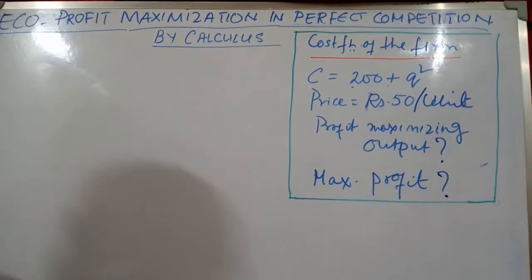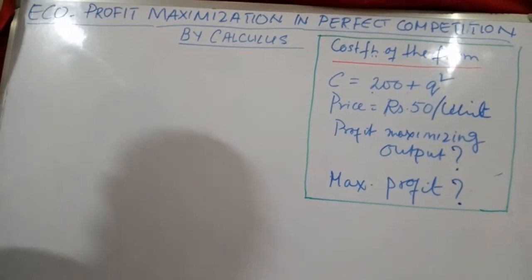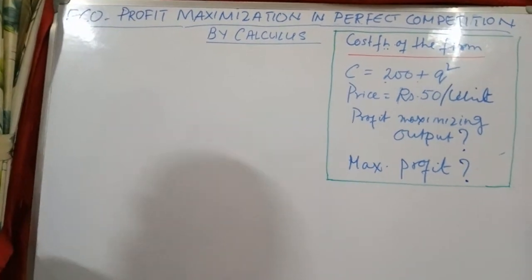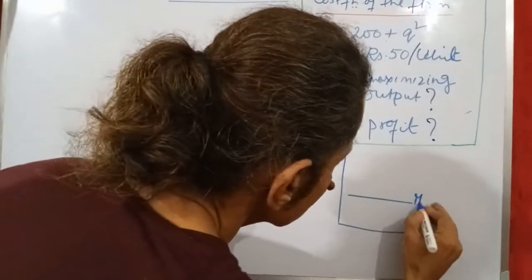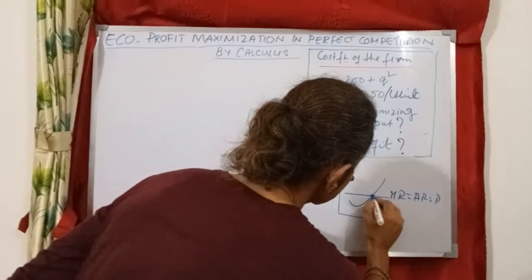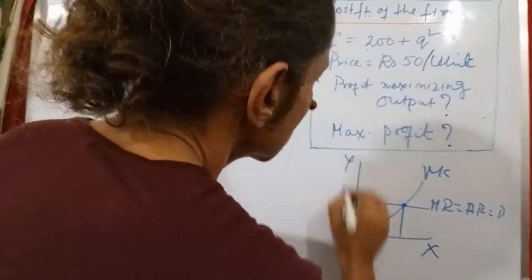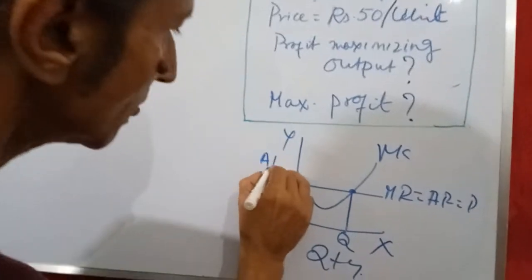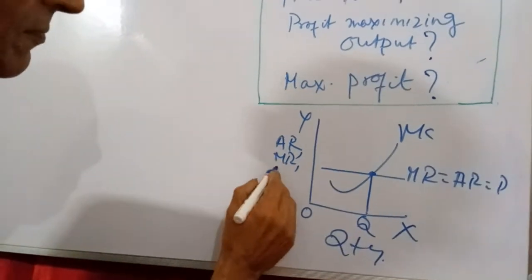Now, a firm, irrespective of whether it is operating in a perfectly competitive market or an imperfect market, the profit maximizing output is determined by the equality of marginal revenue and marginal cost. So, for a perfectly competitive firm, this is the MR curve. This is also the AR, and this is the price, and this is MC. So the profit maximizing output is, say, OQ. On the y-axis AR, MR, and on the x-axis we measure quantity. Right?